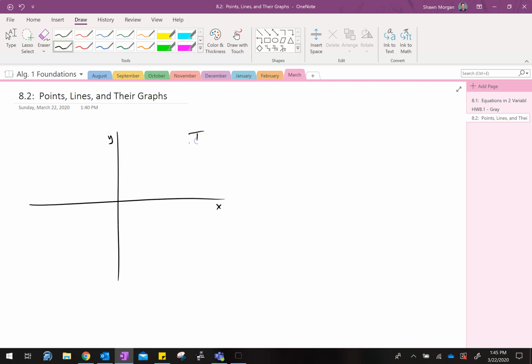And remember that the first quadrant is the one that's to the top and right. And then we go around counterclockwise, quadrants 2, 3, and finally 4. So that's a bit of a review. What we're going to talk about today is how to graph out several points that fall on the same line.